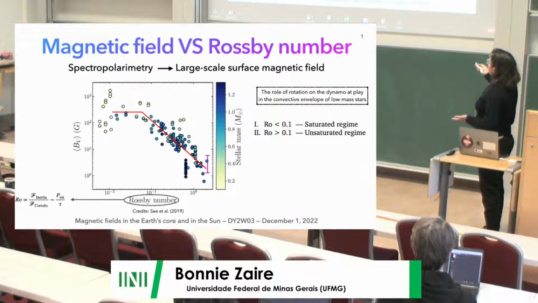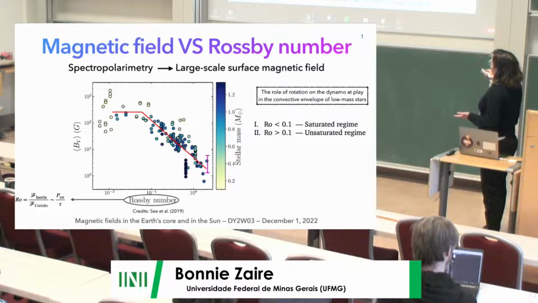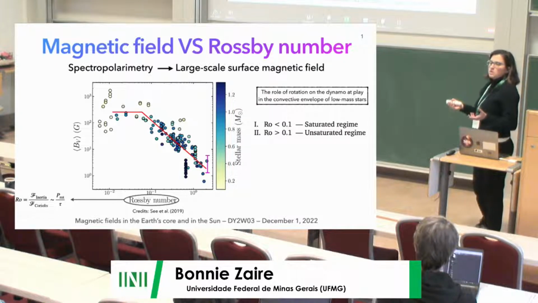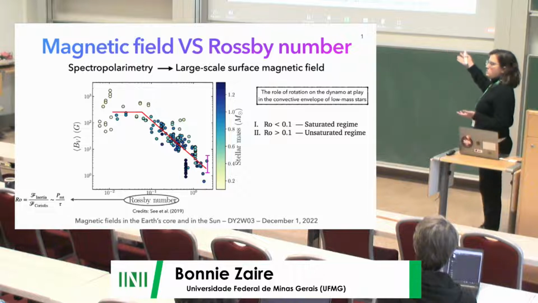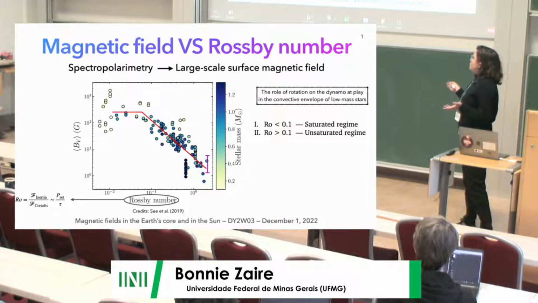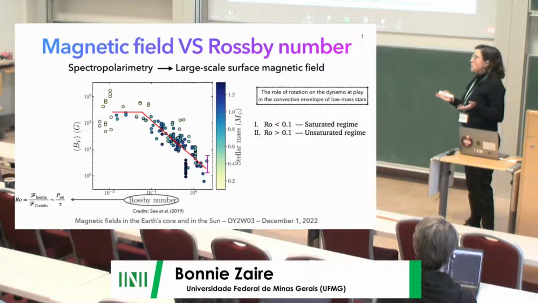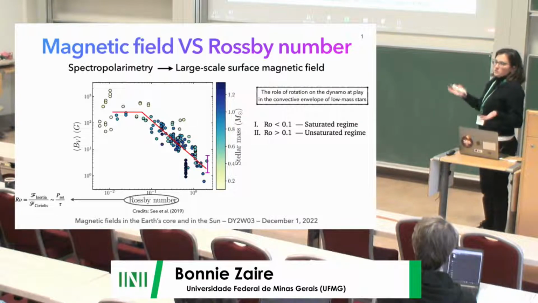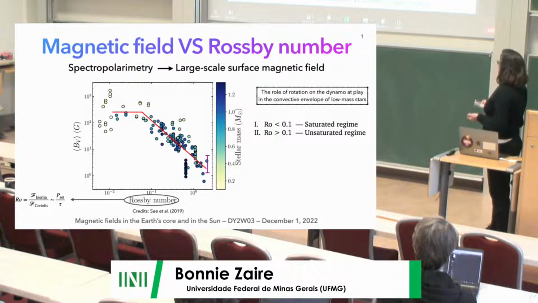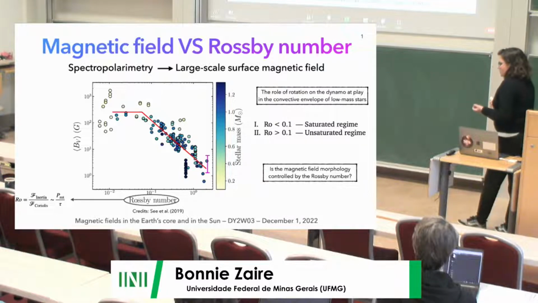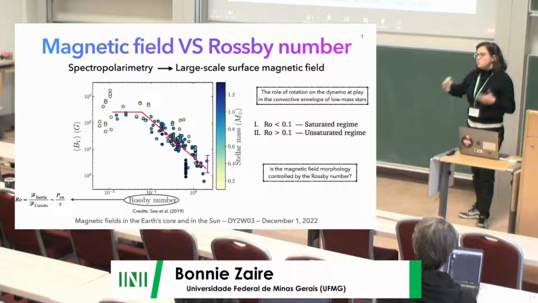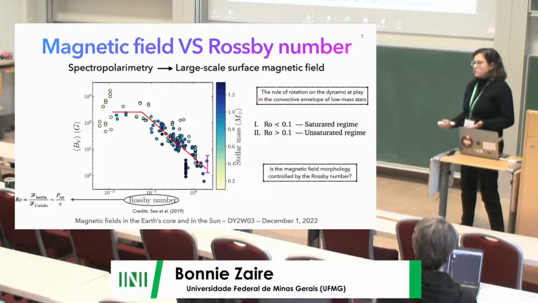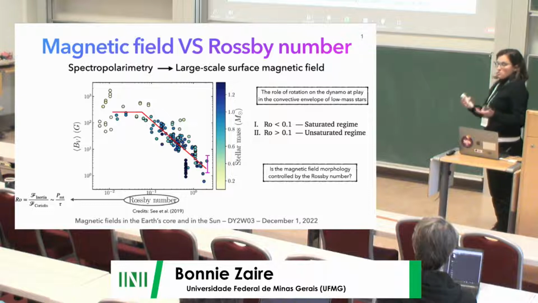What we see for these low mass stars is that for high Rossby numbers, we have this unsaturated regime where reducing the rotation period of the star powers the dynamo and increases the magnetic field strength that we observe. But below a given Rossby number of about 0.1, we see this saturated regime where we see magnetic fields that have more or less the same field strength. So the other question is, if the field strength has this behavior with the Rossby number, could we see something similar for the magnetic field morphology of these stars? In other words, is the Rossby number changing the magnetic field morphology that we see?